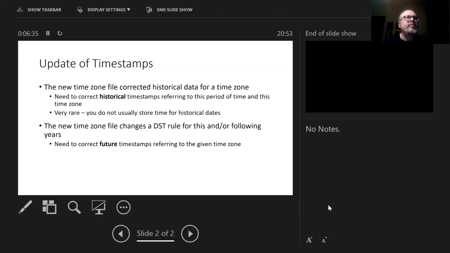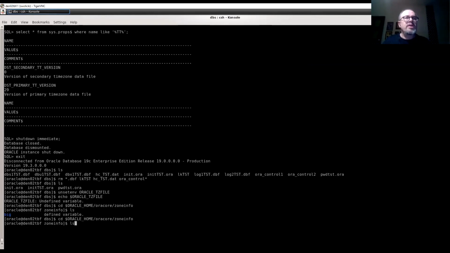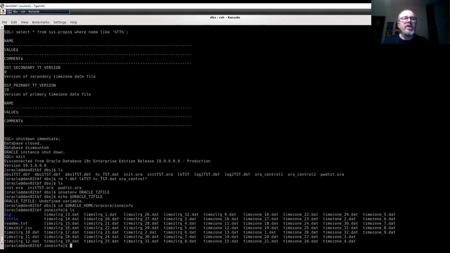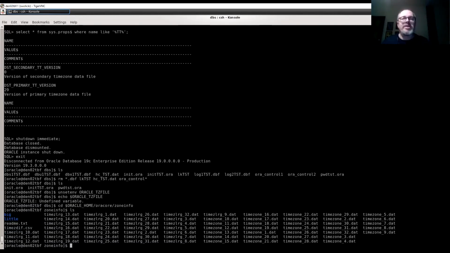Right, if you go to the Oracle Home, Oracle Zone Info directory, right? So the default version for the given release is the one with the highest number, assuming you have not installed any patches, time zone patches yet. So if you have a fresh installation of a given release of the database, you will have the highest version here. Here is version 32, right? And this is the default one that comes with this. I think this is version 19.3, right? So this is what should come with the 19.3 database, right?